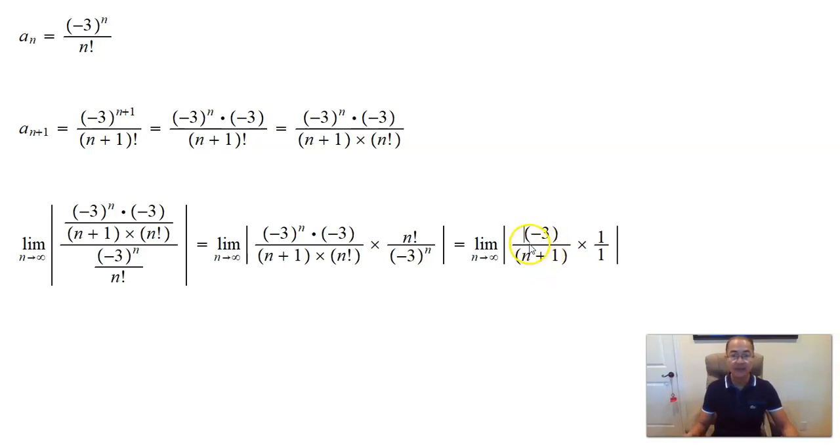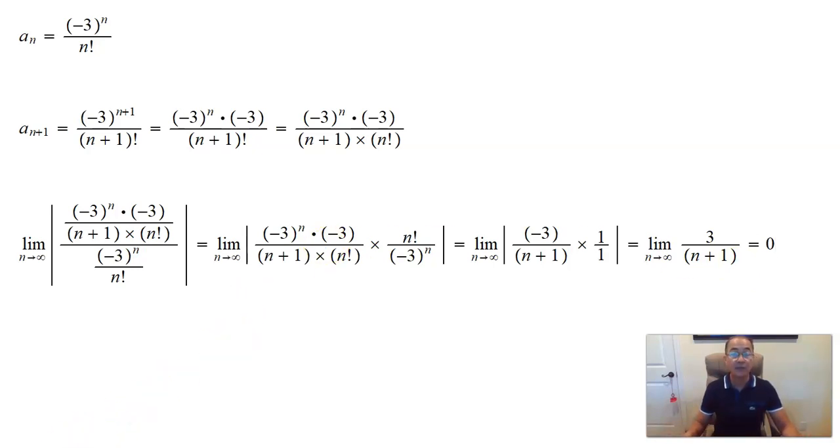So there's still a negative 3 in the numerator, but we're taking an absolute value. So we are simply going to get positive 3 over n plus 1. Oh, n plus 1 is positive, so we can actually remove the absolute value symbols. And as n goes to infinity, n is getting bigger and bigger and bigger, that limit is going to be 0. Aha!